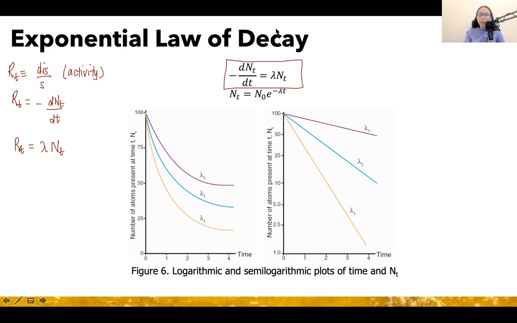integrating the equation, and we get this relationship. So we have N sub t, which is the number of radionuclides at a specific time, N sub 0, which is your starting or initial amount of radionuclides, times this exponential term, so e raised to negative lambda times t. So if we want to look at the behavior of our nuclear reaction, we can plot time on the x-axis and N sub t on the y-axis. And you will observe that you will get this exponential graph.